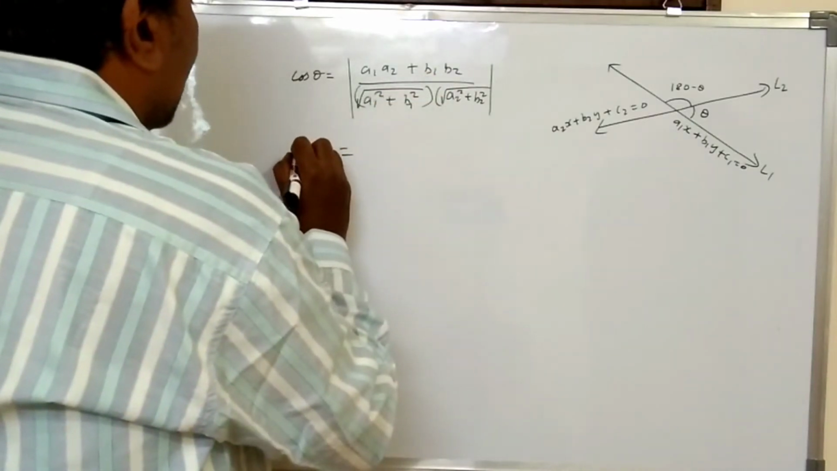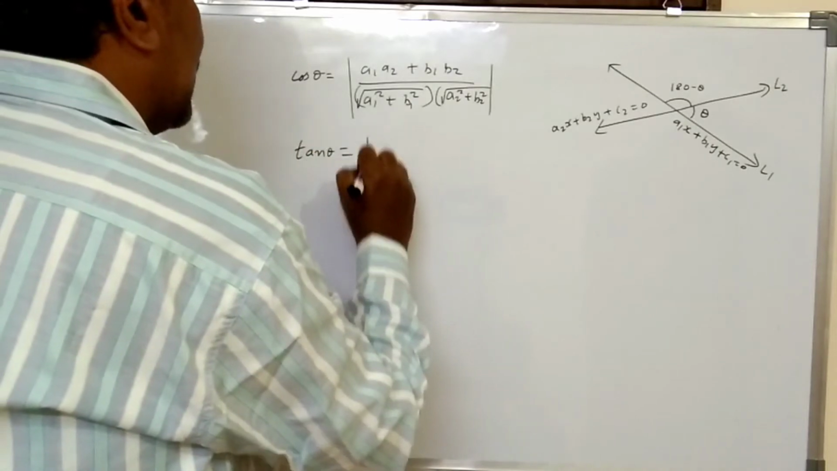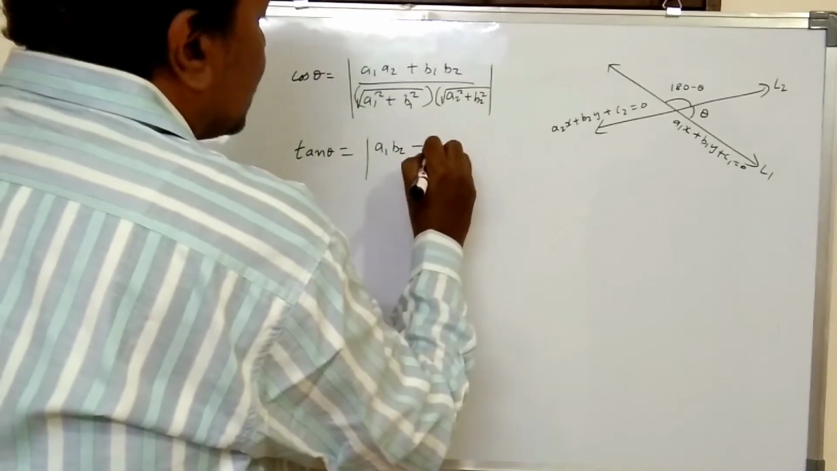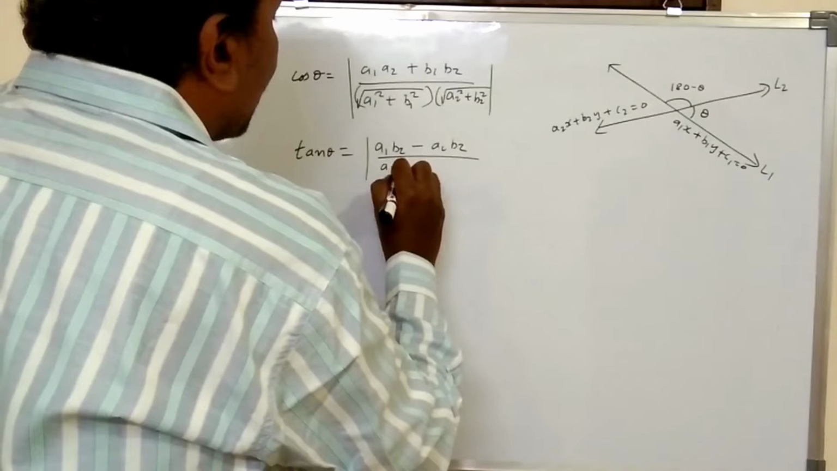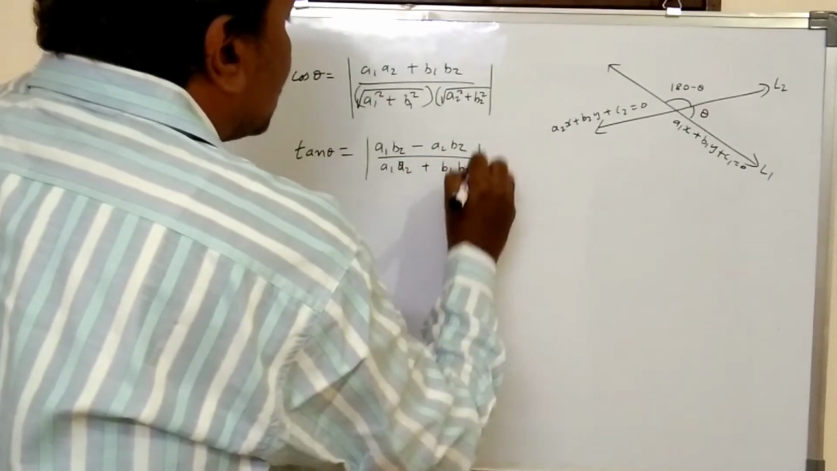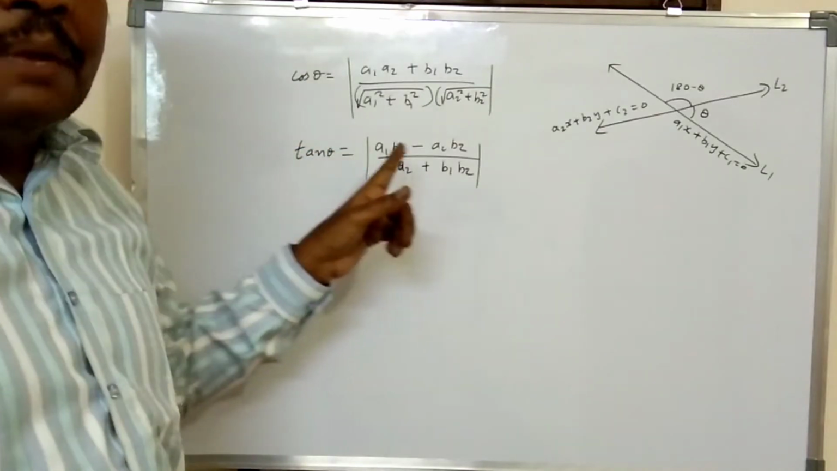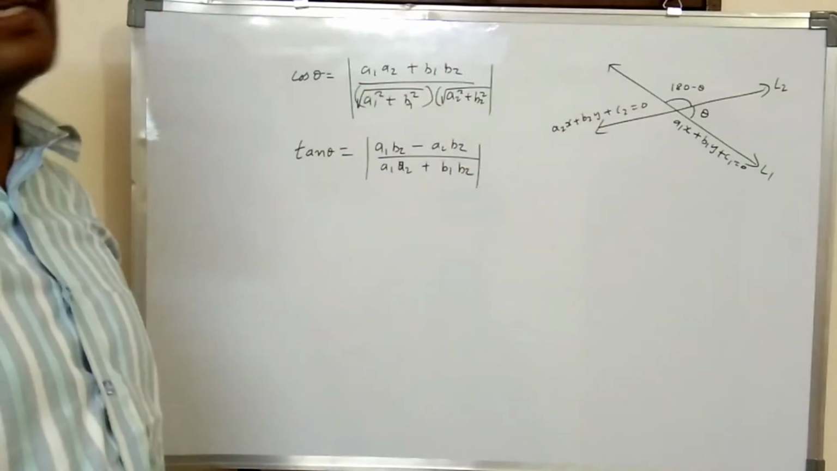Suppose if you take with respect to tan theta, then tan theta is equal to modulus of A1 B2 minus A2 B1 by A1 A2 plus B1 B2. So this is the formula for finding the angle between two intersecting lines whose equation is given.